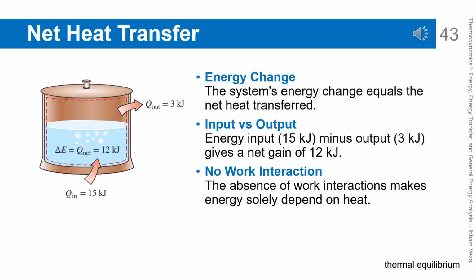Net heat transfer. The change in system energy equals the net heat transferred into the system. Heat input minus heat output determines the sign and magnitude of the energy change. If there is no work, then heat becomes the only mechanism for energy change. This concept simplifies the analysis of many thermal systems. This is a direct form of the first law of thermodynamics.